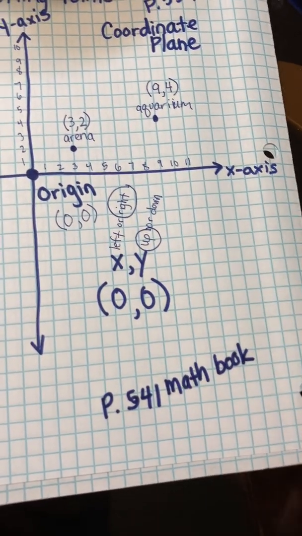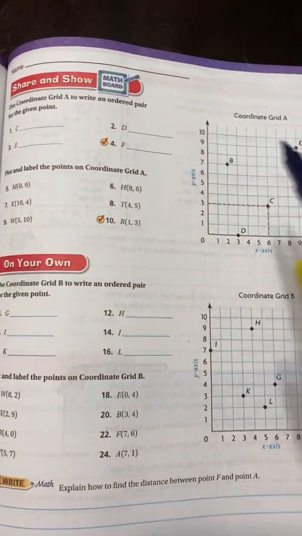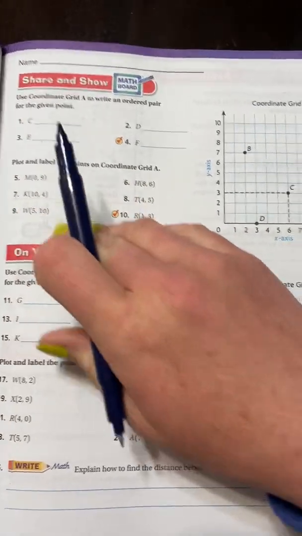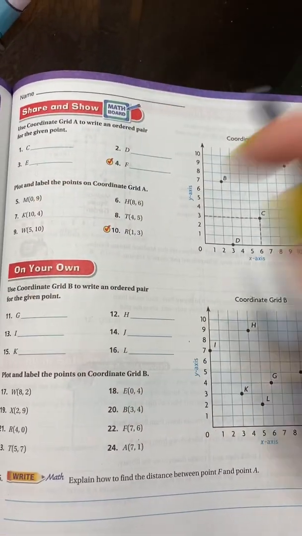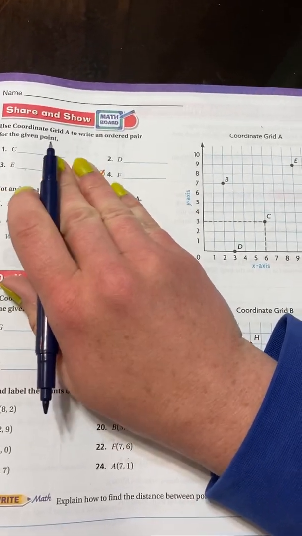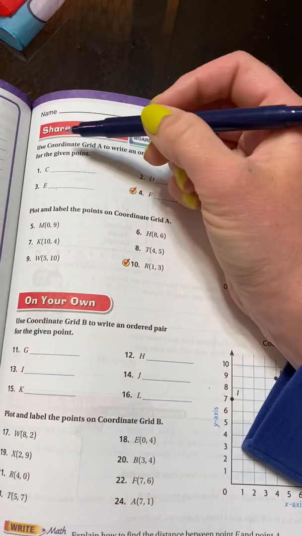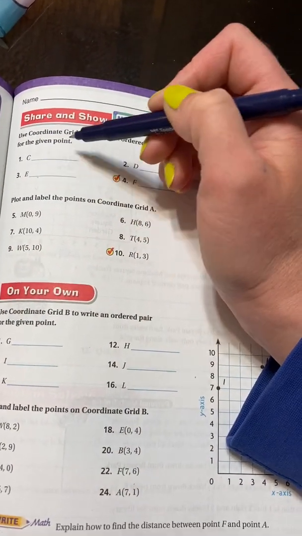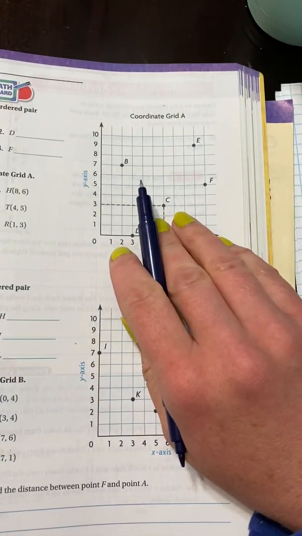Math workbook. And you'll do the whole page. There's 25 things, but if you look at it, it's either plotting points or writing the coordinates. So for number 1, letter C, it says to write an ordered pair for the given point. So I need to find what are going to be my coordinates for each of those letters. You're going to need to make sure you have your parentheses and a comma between those points.